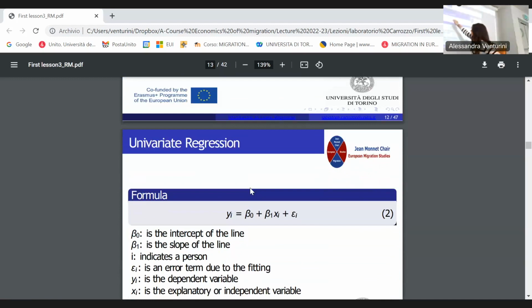This is for the univariate regression. And this is the error, that is the distance between each point and the line. And i is the index for the person, because this is an individual person. Could be, for instance, a firm, region, person, state, country.